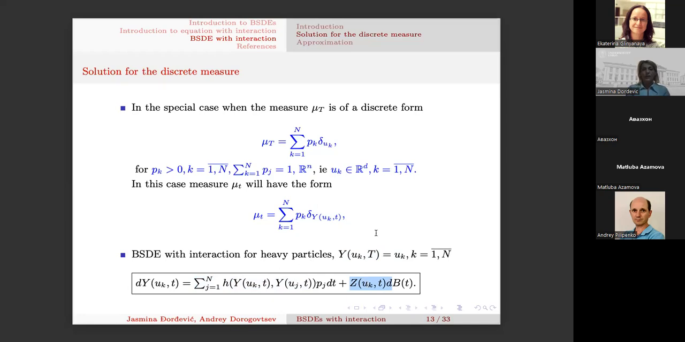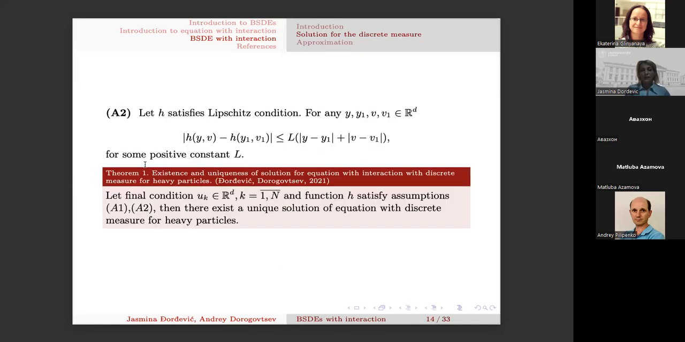So to prove the existence and uniqueness for this discrete type of BSDE with interaction for heavy particles, we need a Lipschitz condition for the function h, which is under the integral of the drift, and it is given with assumption A2. Under assumptions A1 and A2, the first one for measurability and the second one for this Lipschitz condition, there exists a unique solution for a discrete measure and heavy particles in the BSDE framework.